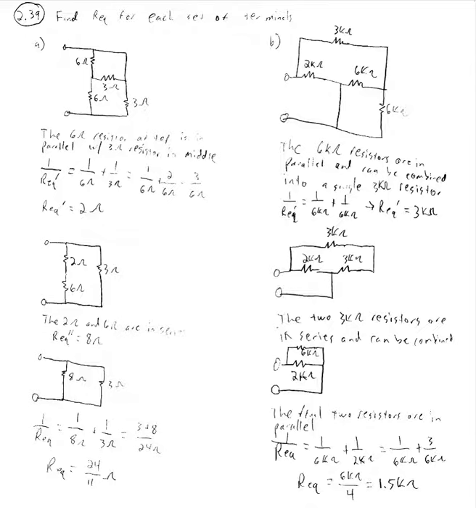So we'll notate that as REQ double prime is this 8 ohm, and now we just get an 8 ohm in parallel with a 3 ohm resistor. We can do this reciprocal relationship again. So we get 1 over 8 ohm plus 1 over 3 ohm is equal to 1 over REQ. Finding a common denominator of 24 ohms, we get 3 over 24 plus 8 over 24 gives us 11 over 24. Taking the reciprocal there, REQ is equal to 24 elevenths ohms.